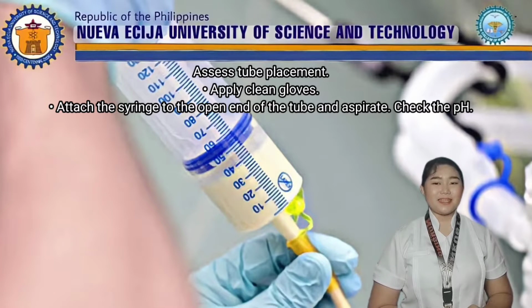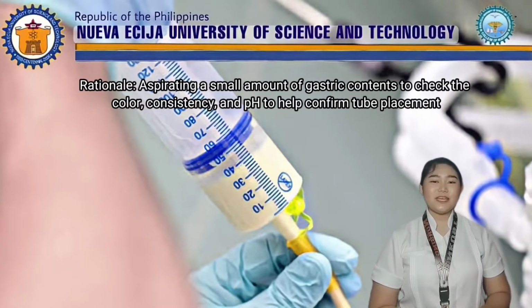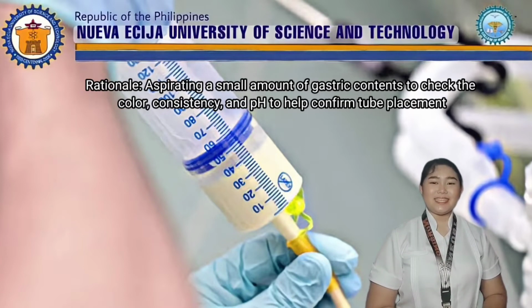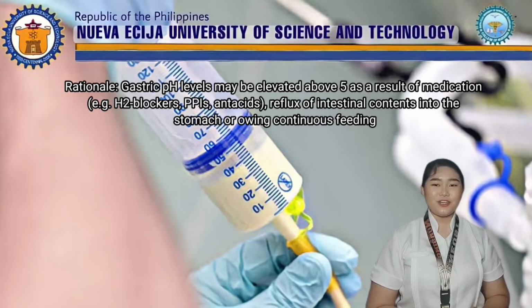Assess tube placement. Apply clean gloves. Attach the syringe to the open end of the tube and aspirate. Check the pH. Rationale, aspirating a small amount of gastric contents to check the color, consistency, and pH helps confirm tube placement. Allow 1 hour to elapse before testing the pH if the client has received a medication.